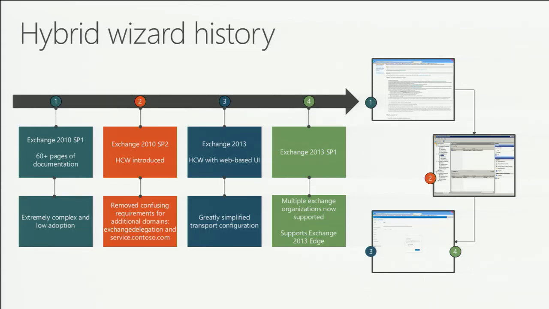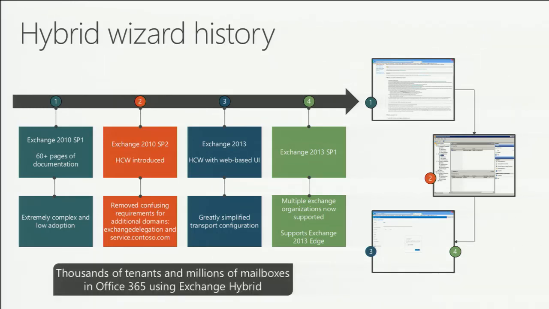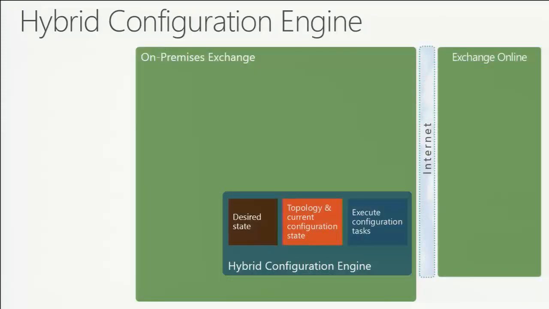So this is the history of where we came from, and you might be wondering, are people really using this? What's the state of this? In Office 365, using Exchange Hybrid, we have thousands of tenants and millions of mailboxes who have used the Hybrid Wizard to onboard to Office 365, seeing a tremendous increase in adoption, and it's been a great success so far.